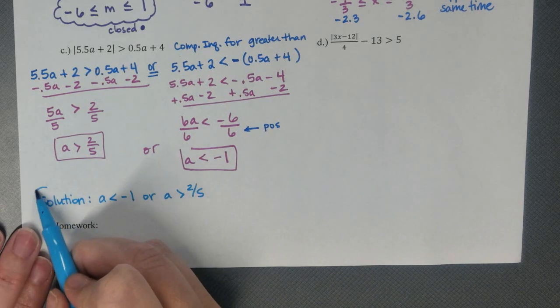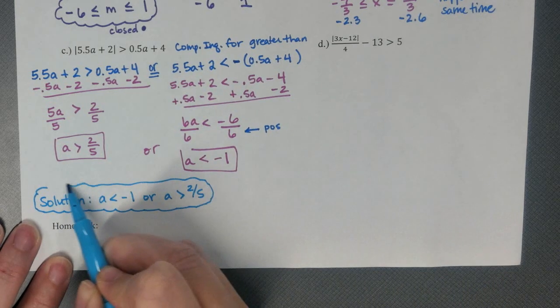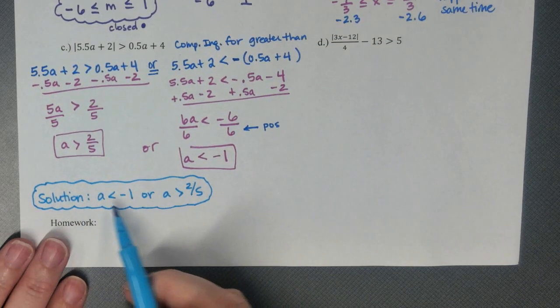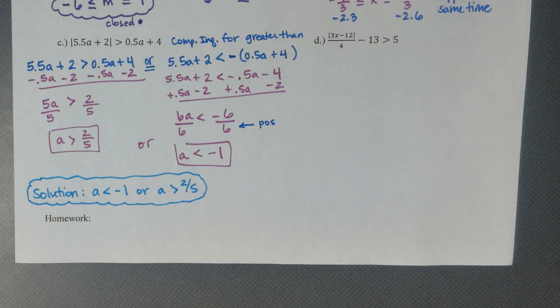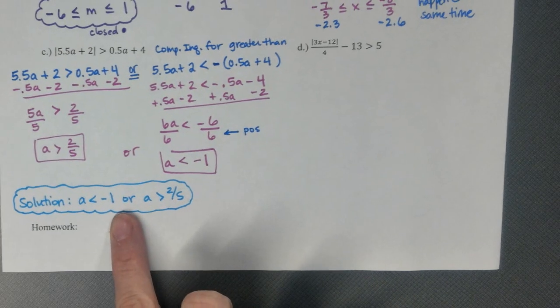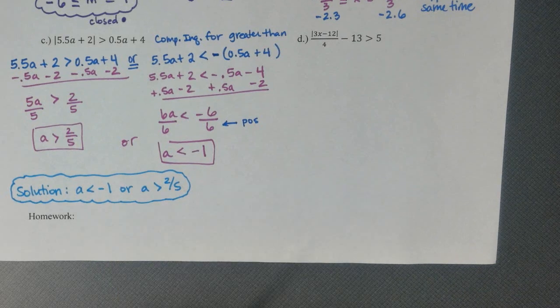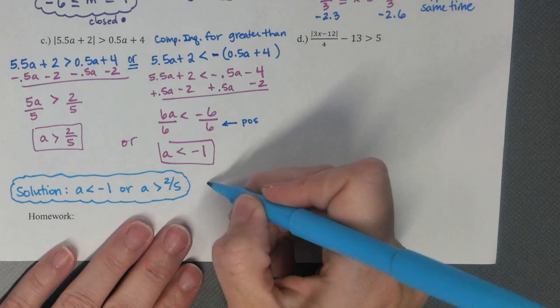You never have to worry about an OR situation being no solution, because if it's OR, they don't happen at the same time. Right? I'll say that one more time. If you have an OR situation, you never have to worry about it being no solution, because they don't have to happen at the same time. Okay, so you don't have to worry about that.